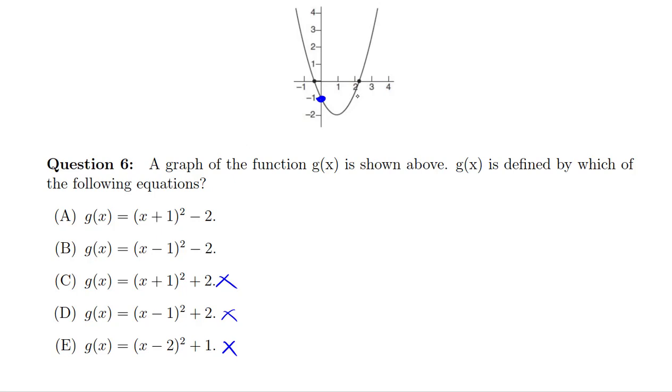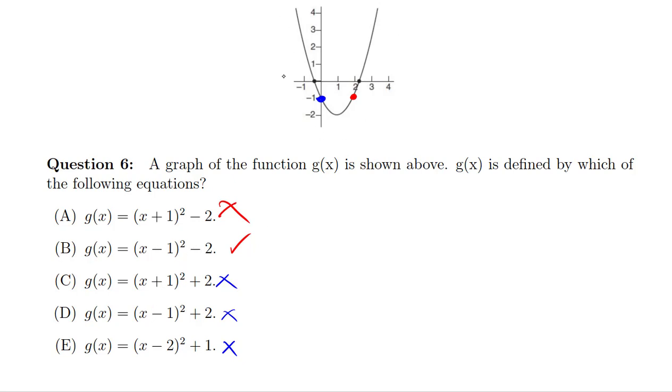Let's try another point. For example, here, 2. When x is 2, here, g of x is almost -1. Let's try these two functions. X is 2, 2 plus 1 is 3, 3 to the 2 is 9, minus 2 is 7. It's a very big positive number, so it's not the answer. This one should be the answer. 2 minus 1 is 1, minus 2 is -1. So this is the answer. By eliminating the wrong choices, you will find the correct answer.